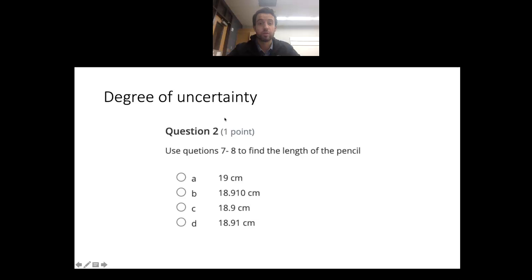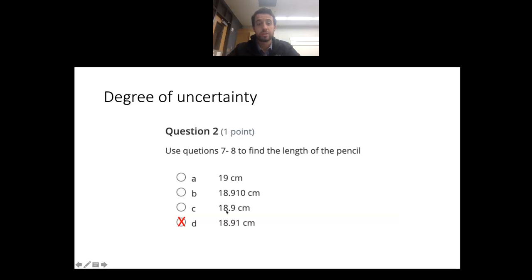So remember, degree of uncertainty states that some of these numbers will be numbers that we know because we see lines and we know them. And then the last number will be the number that we do not know. It'll be the number that we have to make a guess on, based on the white space in between lines. So in this case, the correct answer is D, 18.91, which means that this last number, this 1, is the number that's a guess.